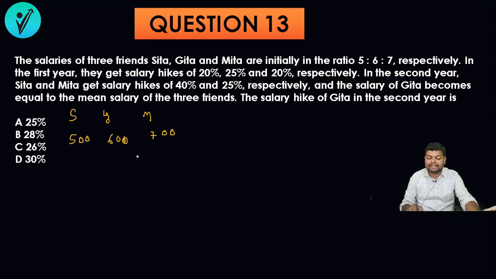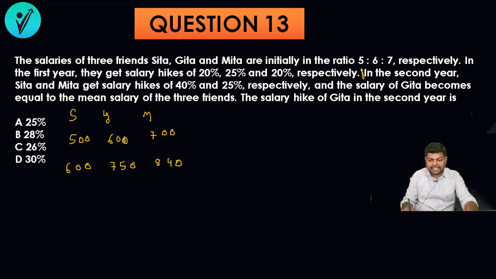You can even take a variable x also. In the first year, they get salary hikes of 20%, 25% and 20%. So Sita is getting a hike of 20%. After getting a hike of 20%, her new salary will be 600. After getting a hike of 25%, Geeta's salary will be 750. After getting a hike of 20%, Meeta's salary will be 840.